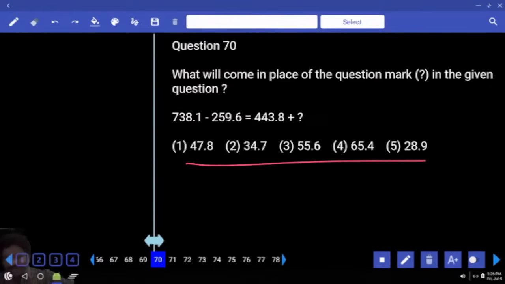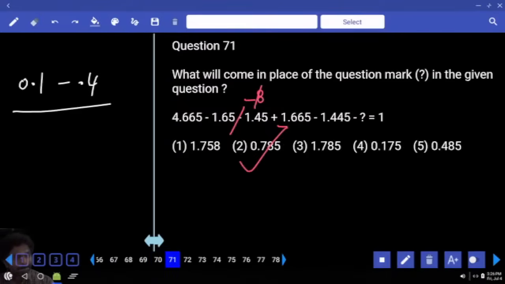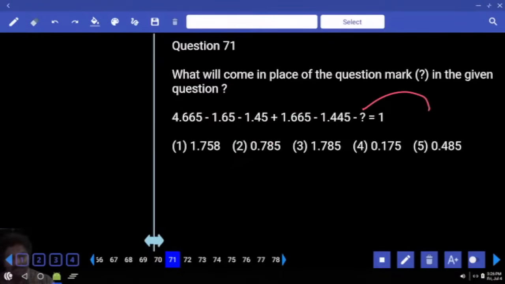Last digit verification can be done based on options. 0.8 comes to left hand side, becomes minus 0.8, correct? 6 and 8, 14, ends with 0.4. 0.4 subtracted from 0.1, answer ends with 0.7. Minus x goes to the other side. 1 comes to left hand side, becomes minus 1, correct?